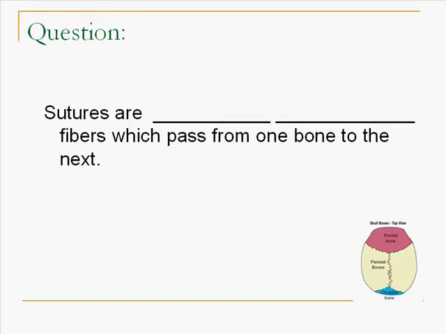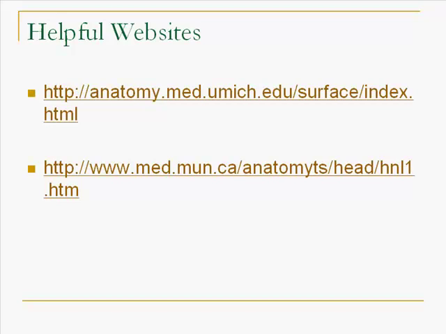So here's your question. Sutures are made of what type of fibers, which pass from one bone to the next? If you said connective tissue, you win. And that concludes today's lecture.